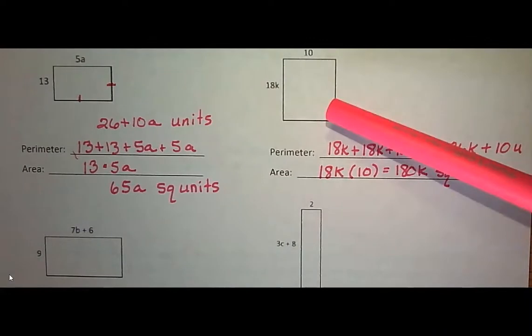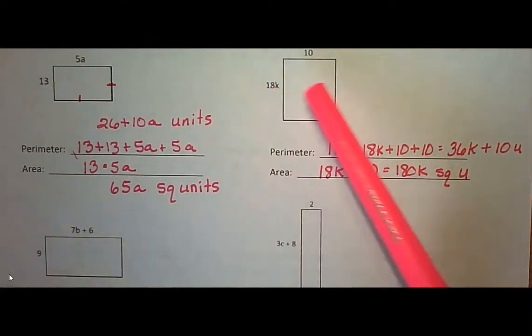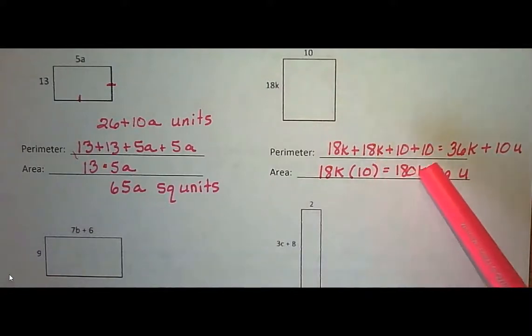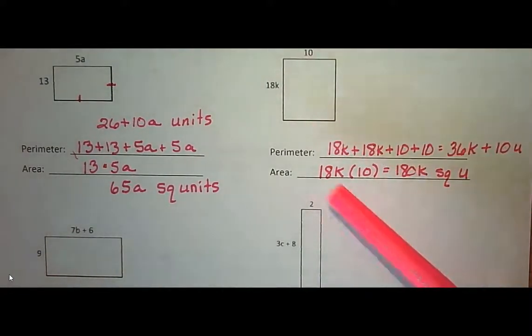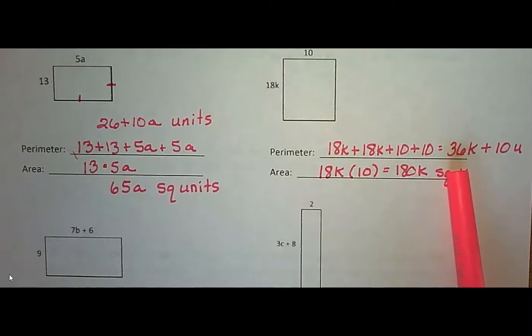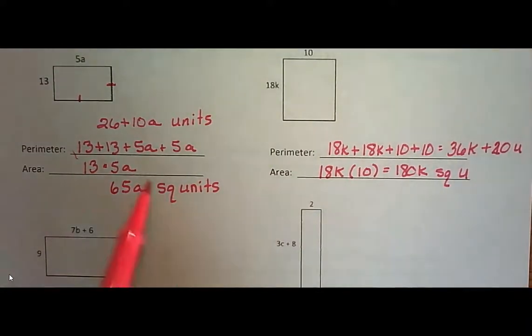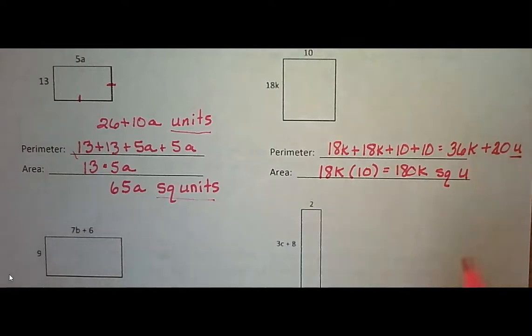Okay, for our next problem, we have 18k plus 18k, these two long sides, plus 10, the two shorter sides, for our perimeter. When we add those up, we can combine the 18k's, there's two of those, to make 36k, and we can combine the 10 to make 20. I wrote 10, that's 20 there. I did forget to say that we want to make sure we label them. So perimeter is in units and area is in square units. So here you can see my units.